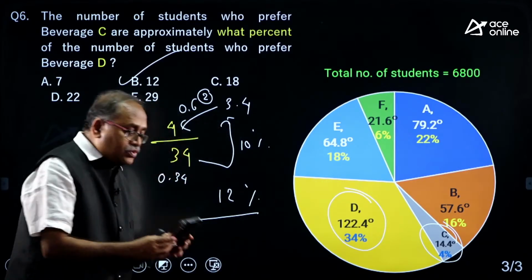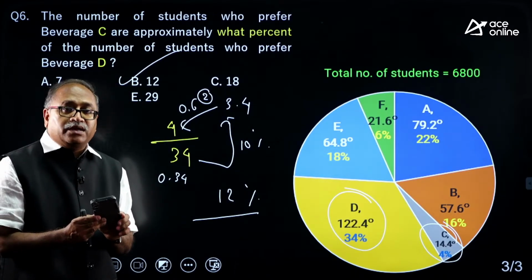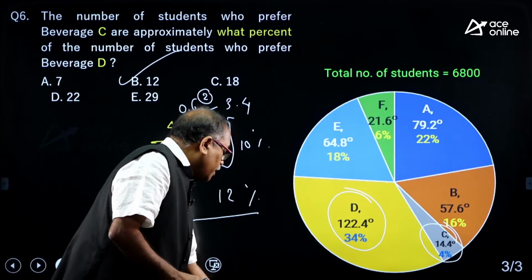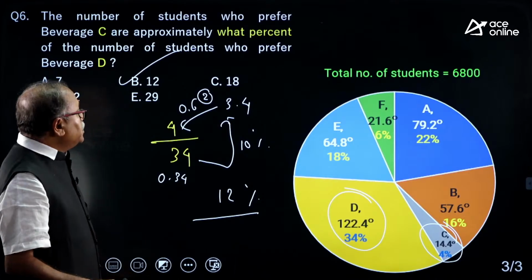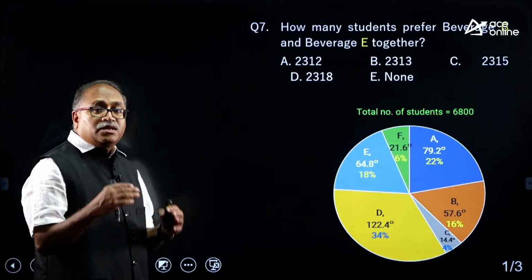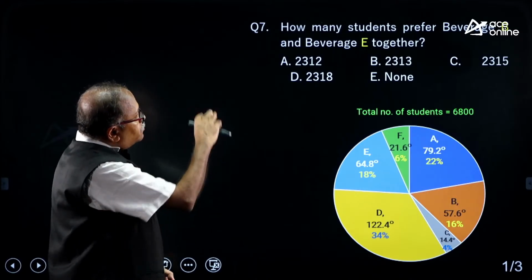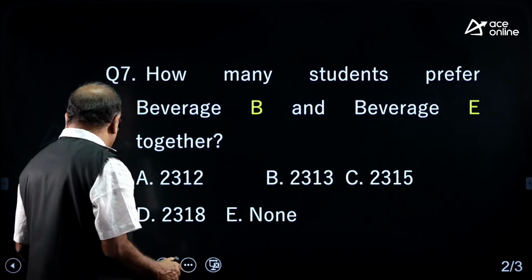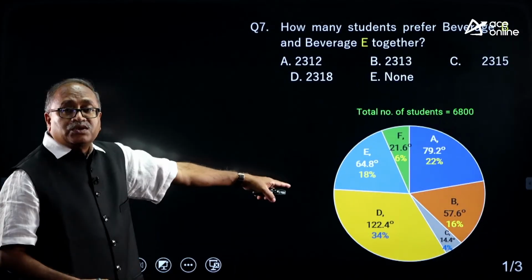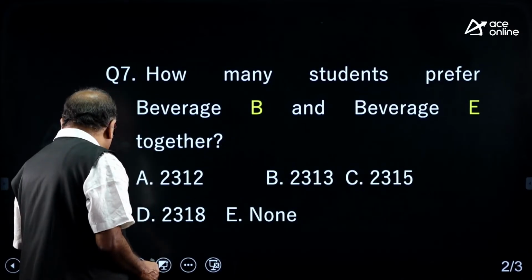Hope others who are watching are also understanding this question. Okay, I am moving on to the next, my dear friends. This is the 2019 IBPS Clerk Prelim exam. First we will read the question. The question is based on the same diagram.